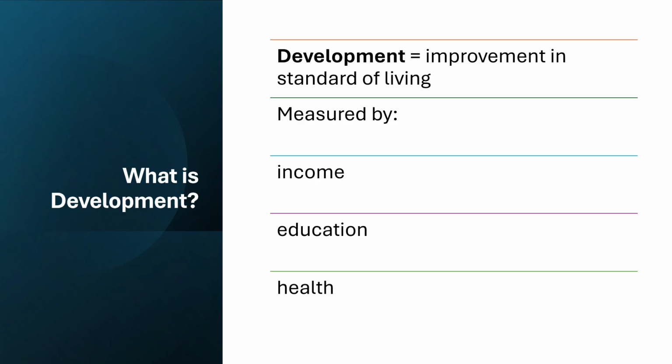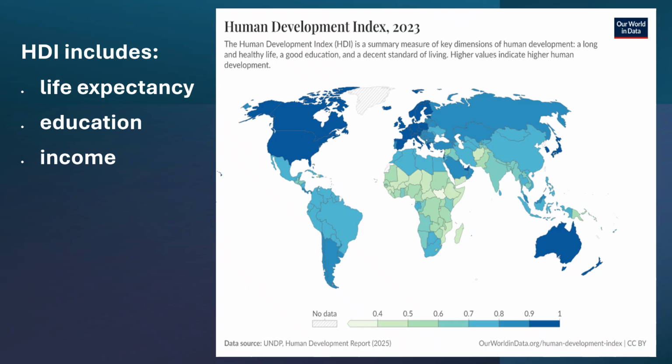Let's start out with development. Development is an improvement in the standard of living. It's measured by three things: income, education, and health. The Human Development Index shows the development of countries or states around the world. The HDI looks at life expectancy or health of a population, the education of a population, and the income of a population. Combined, these factors create a measurement that can be used to compare all of the different countries around the world evenly.